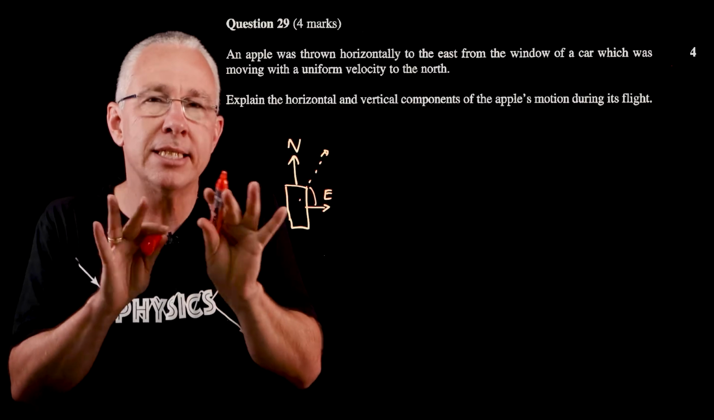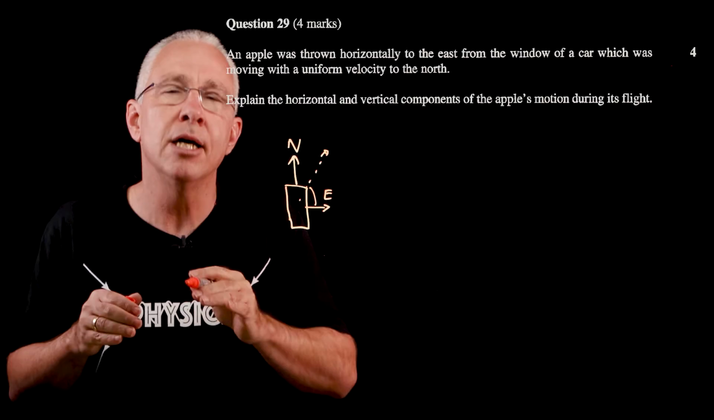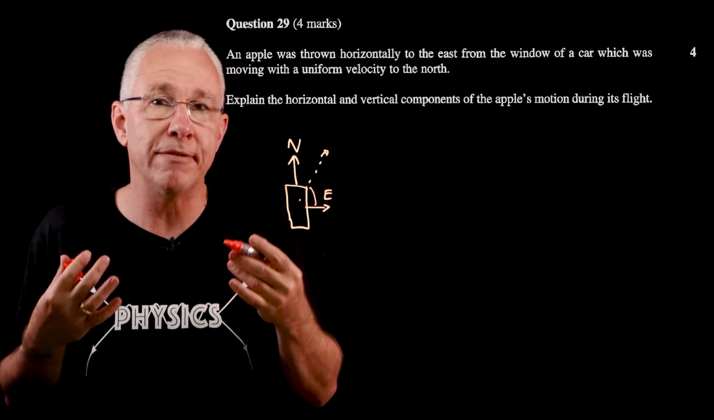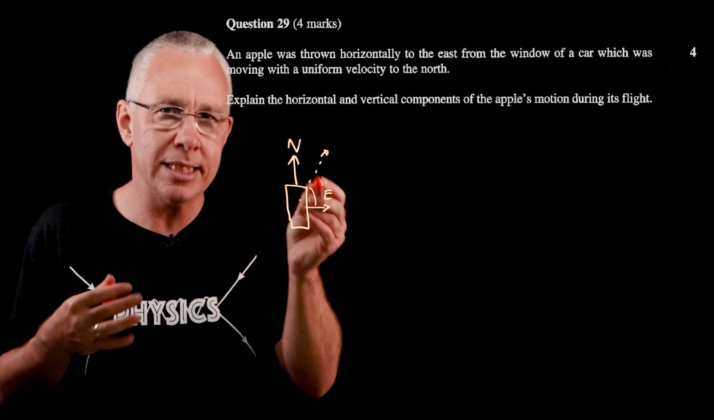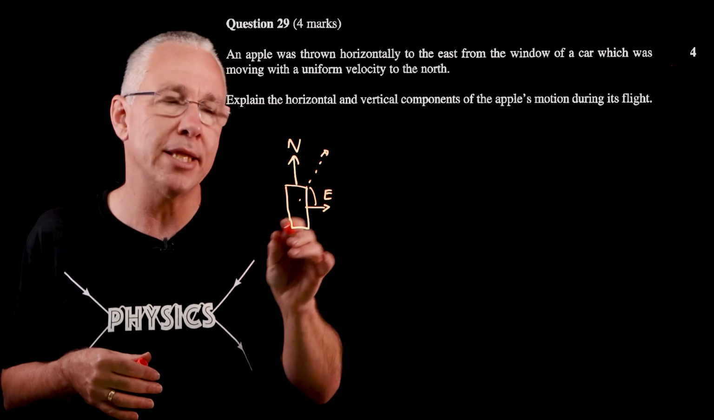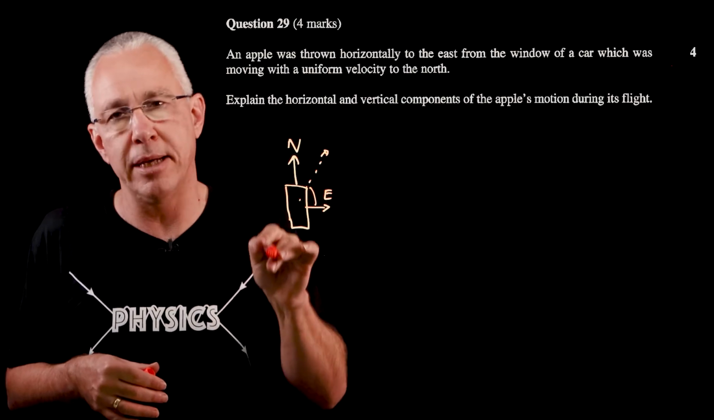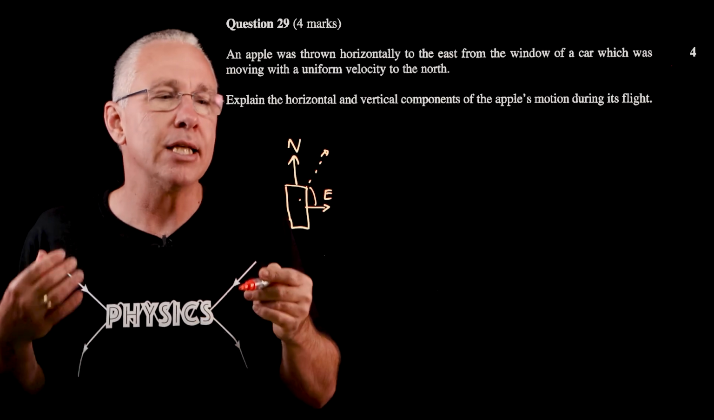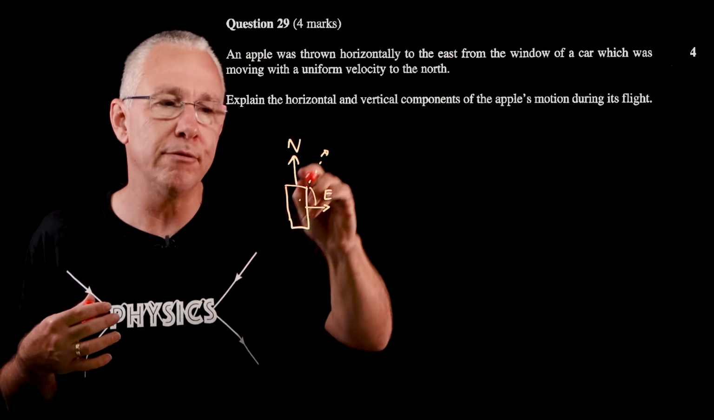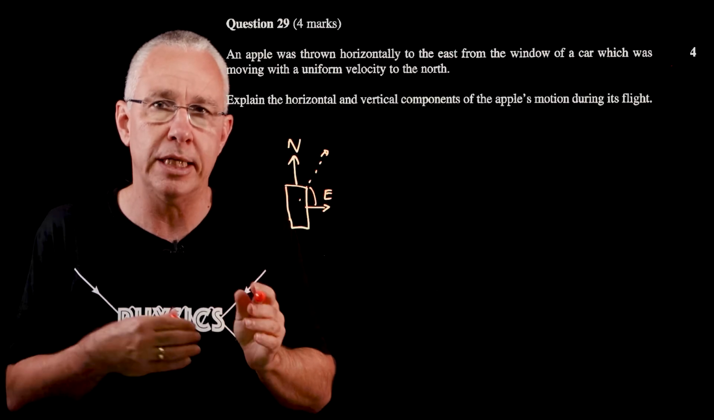Now remember, this is actually the horizontal motion, perpendicular to the direction of the gravitational force or the gravitational acceleration. Now we can't say it's northeast, because that would require that the apple was thrown with exactly the same velocity east that the car is being driven at north, and we don't know that. And so in that case, it's definitely moving at some sort of angle, but it could be any angle as long as it's between north and east.